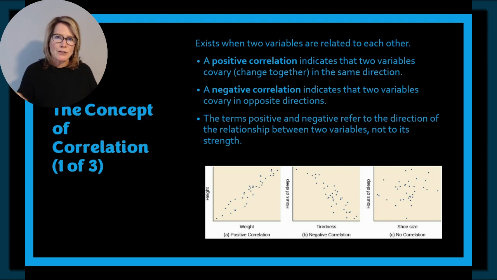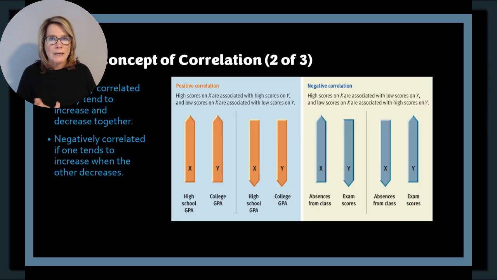And then hours of sleep and shoe size, no relationship at all. And so the dots are all over the map. So think about that in terms of how you think about correlations. I like this chart better than the other one, so I would say ignore that other one.